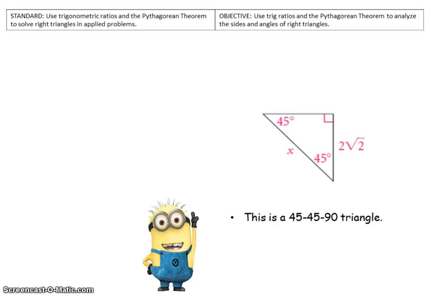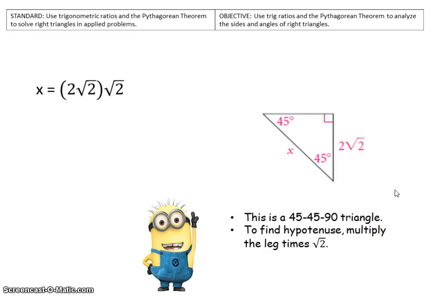All right, here's what we know. It's a 45-45-90 degree triangle, and to find the hypotenuse, we're going to multiply the leg times radical 2. Well, we already have 2 radical 2, so we're going to do 2 radical 2 times radical 2. These two things are both under radical, so we can multiply those two things together and keep them under the radical. So it becomes 2 times radical 4.